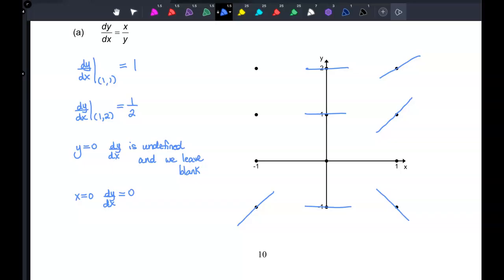Okay. Guys, please. Negative 1, 2 is going to be negative 1/2.